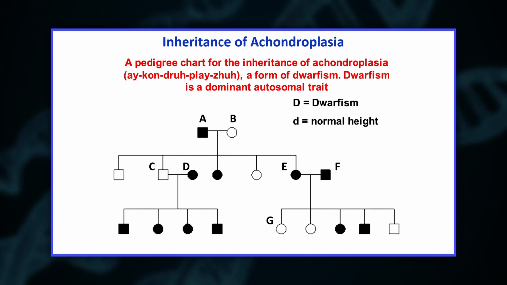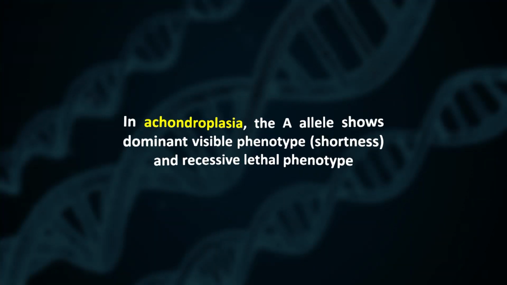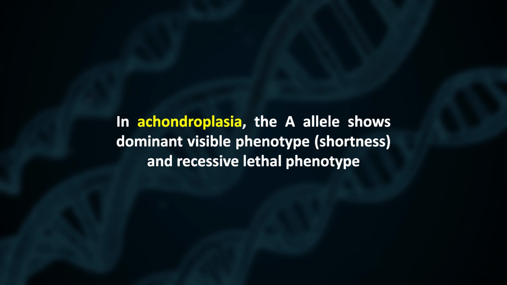So achondroplasia is considered autosomal dominant because the defective proteins made in heterozygous, that is capital A small a, embryos halt bone growth prematurely, while homozygous, that is capital A capital A, embryos do not make enough limb bones to survive. Most but not all dominant mutations are also recessive lethal. In achondroplasia, the capital A allele shows a dominant visible phenotype, that is shortness, and a recessive lethal phenotype.